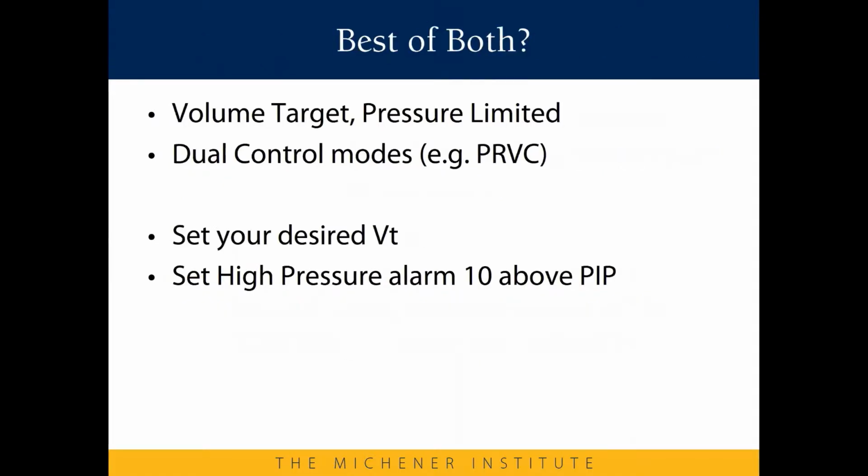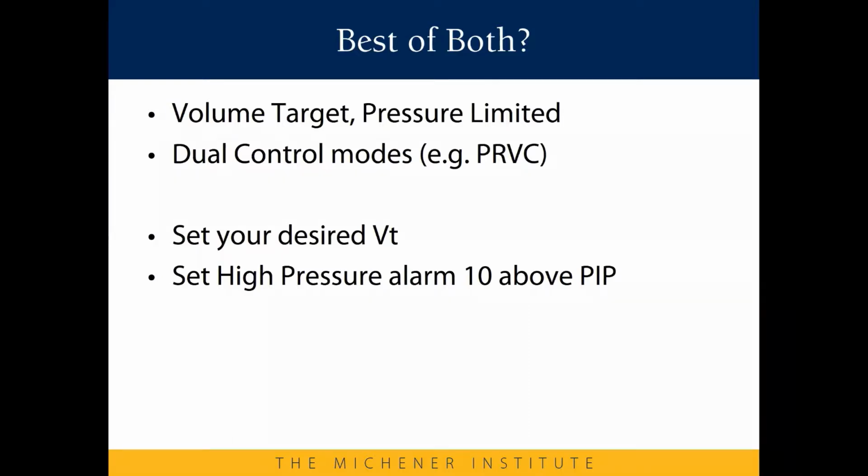Like I said, PRVC allows us to set a tidal volume that will be delivered to the patient, and it will limit how much pressure can be felt in the patient's lungs. So in order to get your set desired tidal volume, be sure that you're setting your high pressure alarm 10 above your PIP, because as you know from your other lecture, the high pressure alarm plays a role in the pressure limiting of this breath type.